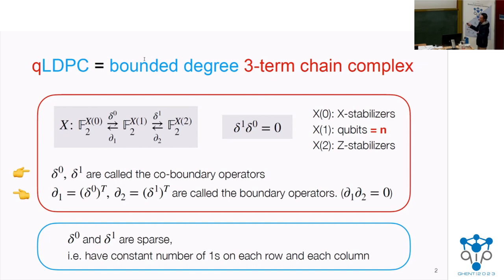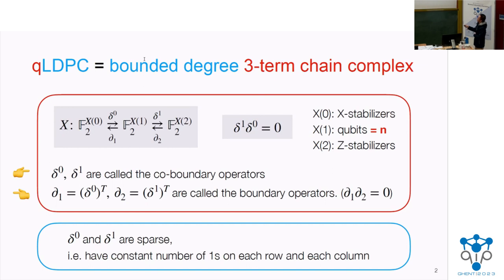In fact, this definition is equivalent to the CSS code we just heard about in the last talk. Another connection is that the set X0 corresponds to the X stabilizer generators, X1 corresponds to the qubits, and X2 corresponds to the Z stabilizers. An important parameter later on, the number of physical qubits, is here, which equals n. That's the only thing I'll say about the quantum part. So that's the definition for the quantum code part.